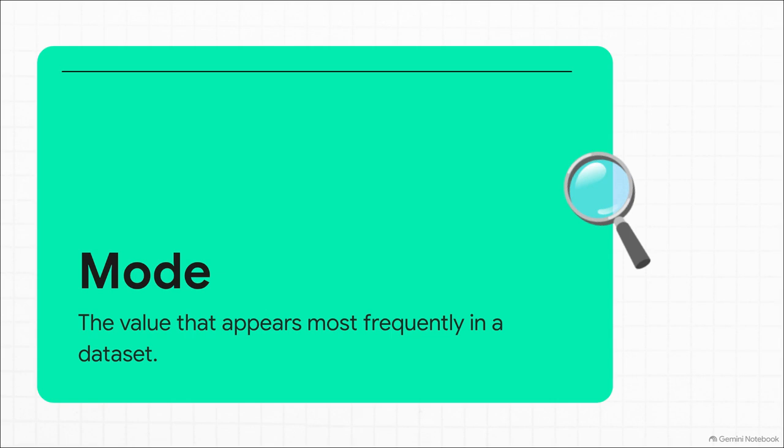The mode is simply the value that appears most frequently. Think of it like a frequency counter. It's absolutely perfect for finding the most popular categorical item. For instance, if you run a retail clothing store, calculating the mean shirt size is totally useless. But the mode tells you exactly which size sells the most, so you know exactly what to keep in your inventory.